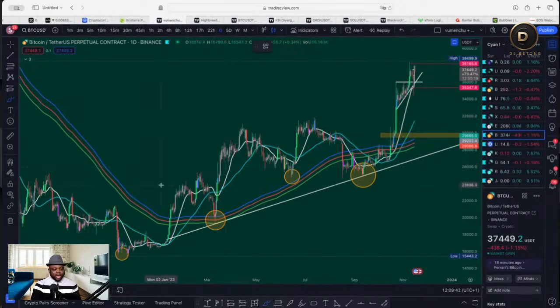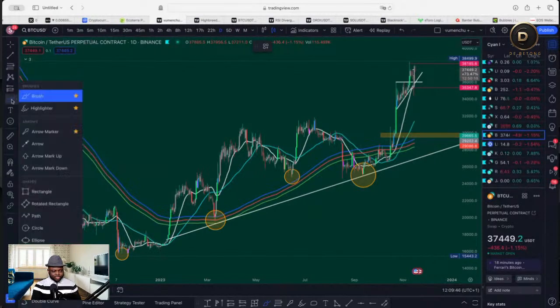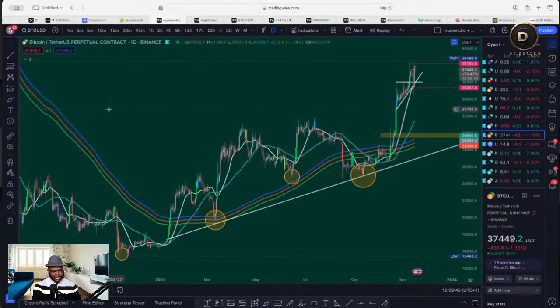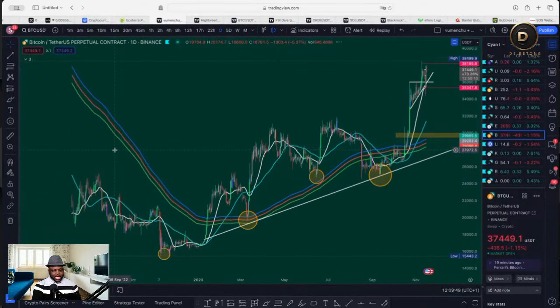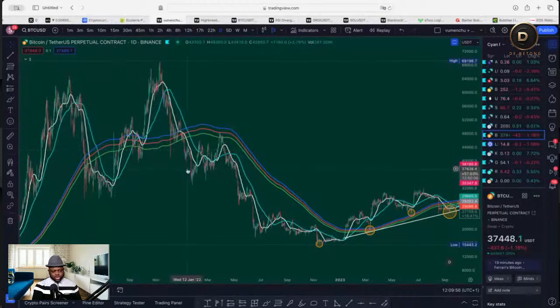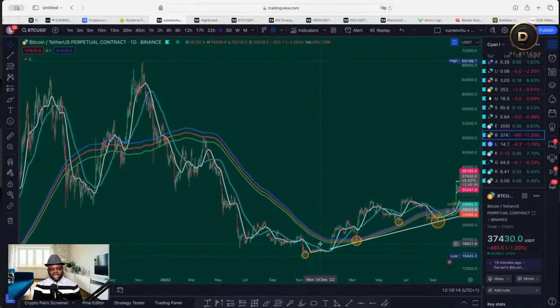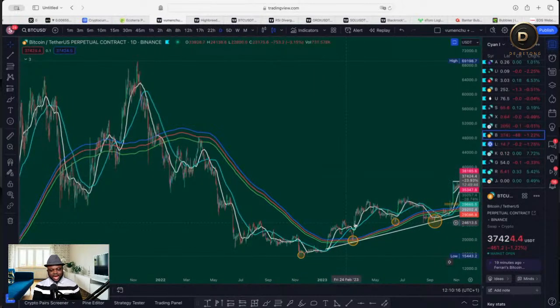Now, Bitcoin in the past has been doing what Bitcoin does, making different moves in the market. If I zoom in a little bit, you're going to see that Bitcoin was in a downtrend before we saw this upward movement. That was around $38K. We saw Bitcoin go down until around 15,400.